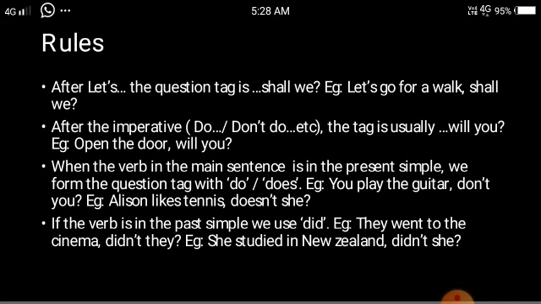Next point. After the imperative, you're giving a command, do or don't do something, then the question tag will be will you. Open the door. Will you? So there it is an imperative sentence. Shut up. Will you? Come here. Will you? So these are all imperative sentences, and that is why you have to use the question tag will you.